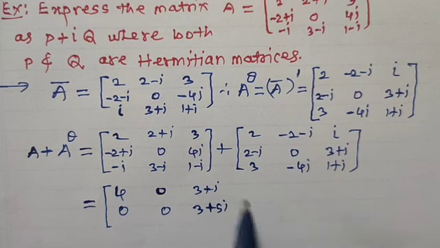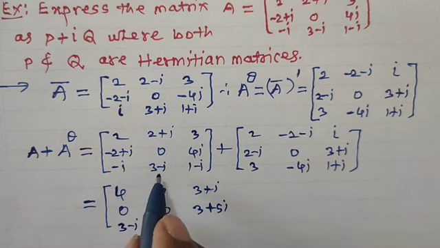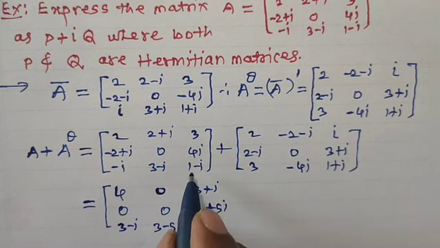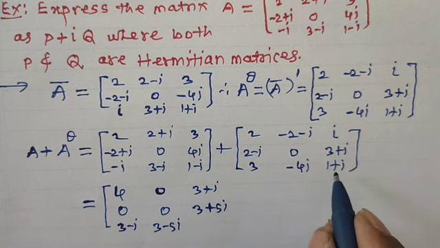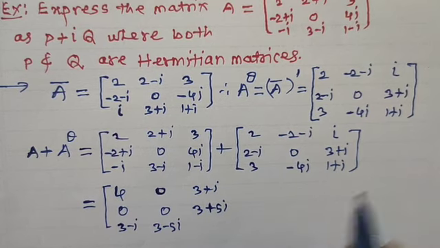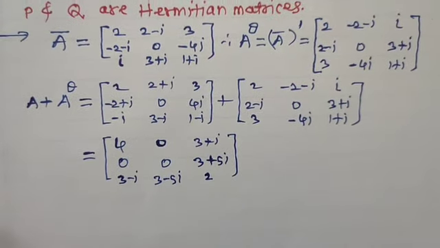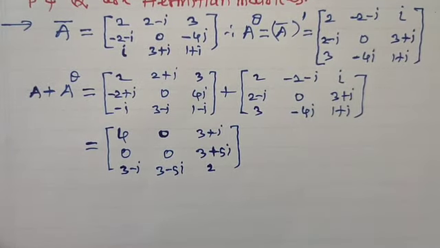Now minus i plus 3, that is 3 minus i, 3 minus i minus 4i, 3 minus 5i. Then 1 minus i plus 1, 1 plus 1, 2, minus i plus i, 0, that is 2. A plus A theta is equal to, we have obtained 2. Let us find A minus A theta.